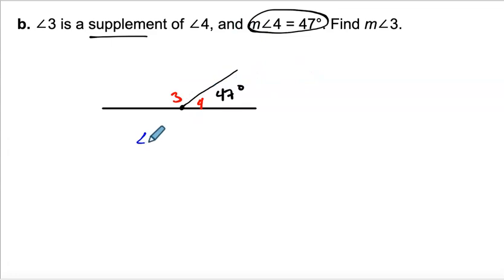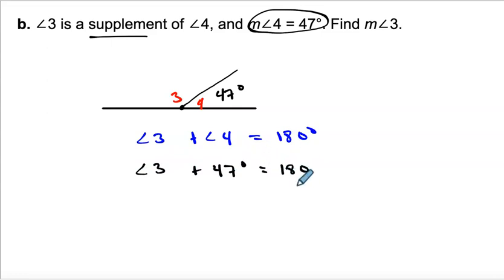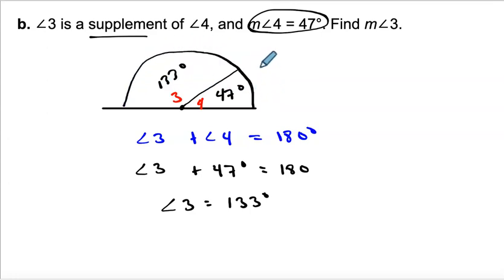I do know that angle 3 plus angle 4 are supplementary, therefore equaling 180 degrees. Angle 3 is my unknown, I'll just call it angle 3 for now, plus my 47 degrees is equal to 180. Subtract 47 from both sides, and you get 133 degrees. Then double check my work: 133 plus 47 is a total of 180 degrees, which is a straight angle.